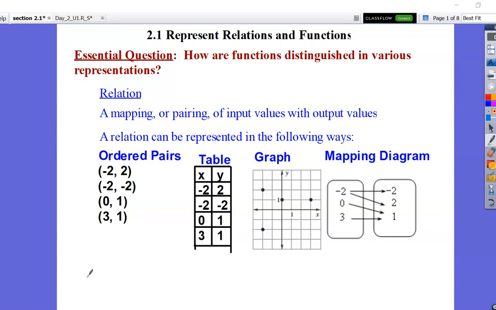You can use a graph. So every point that's drawn on the graph also represents a relation because every input value has an output value. And then a mapping diagram. So a mapping diagram is saying if -2 is my input, I'm going to follow this arrow over to -2 on the output. And that maps or illustrates the relationship between -2 and -2. So every value on the left will map or pair to a value on the right.